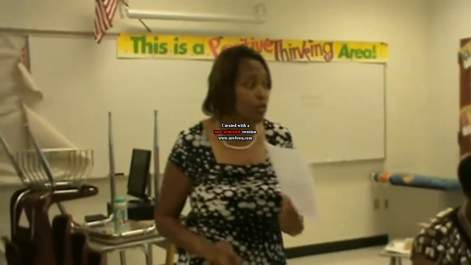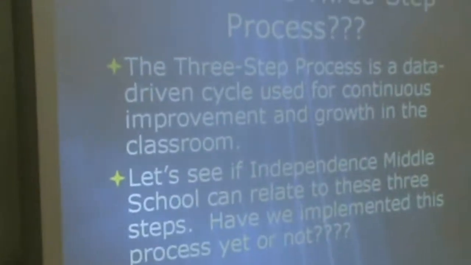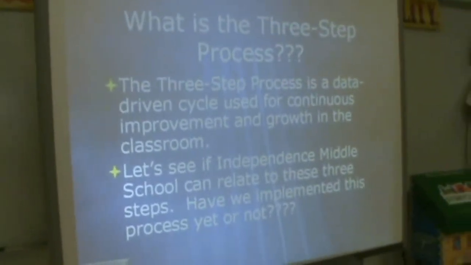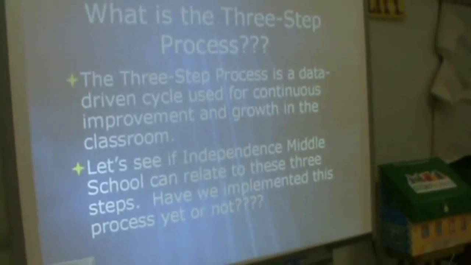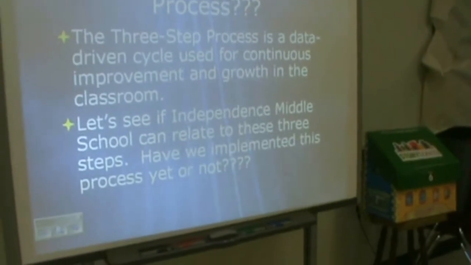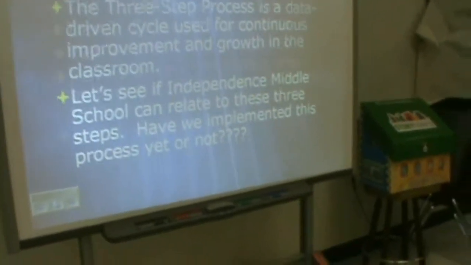So what are the 3 steps? We're going to talk about that in a few minutes. The 3-step process is a data-driven cycle used for continuous improvement and growth in the classroom. Let's see if Independence Middle School can relate to these 3 steps. Have we implemented these processes yet or not?